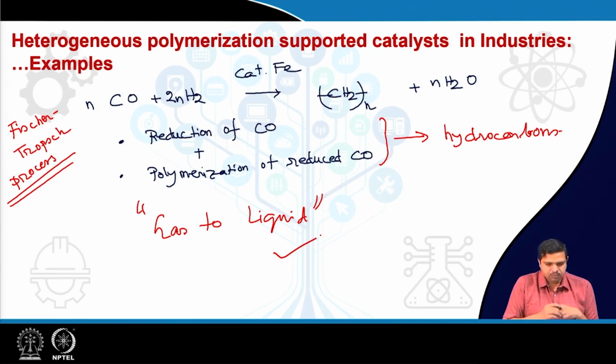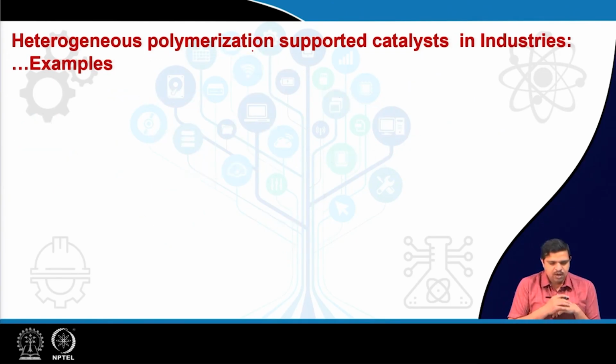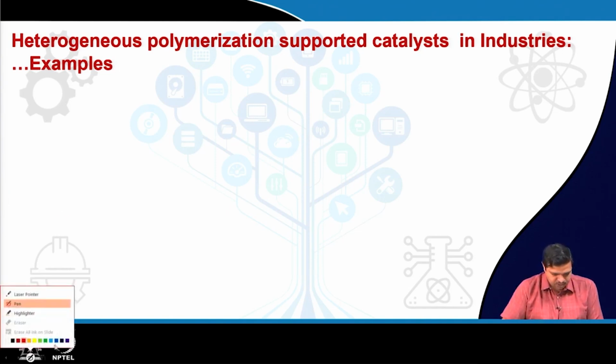Okay. So, you will see that this is heterogeneous polymerization with supported catalyst in industries. Okay. And how does the reaction happen? Okay. Here this is a very complex system. However, there are a lot of mechanisms involved. However, I will just try to show you the original mechanism proposed by Fischer. Okay. And how does it happen? I will show you. Okay.